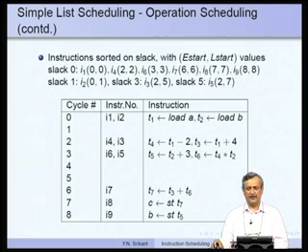So, instructions sorted on slack with E start and L start values. Slack 0 we have I 1, I 4, I 6, I 7, I 8, I 9. These are ordered according to the E start value 0, 2, 3, 6, 7, 8. Slack 1 there is only one instruction, I 2, with E start and L start at 0 and 1. Slack 3 is I 3 with 2 comma 5 and slack 5 is I 5 with 2 comma 7. So, this is our sequence of instructions.